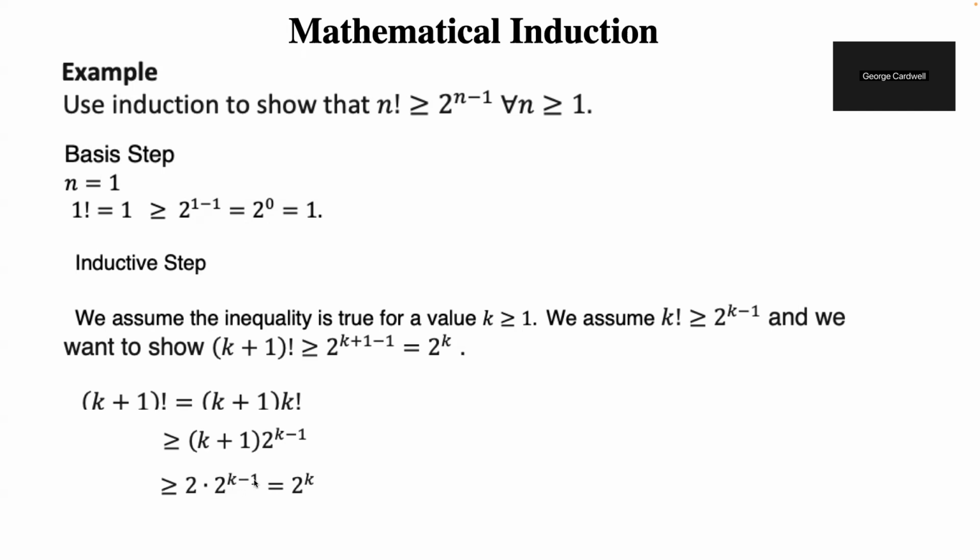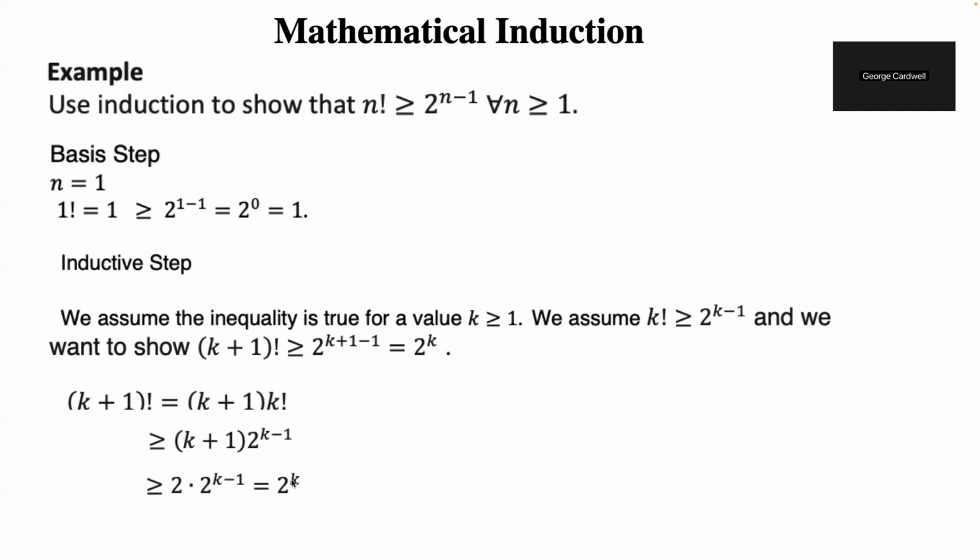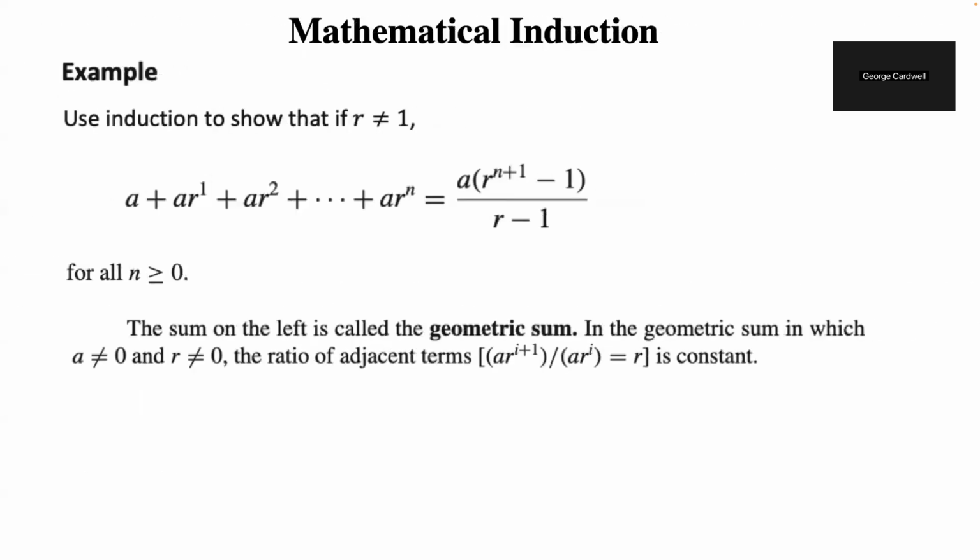But 2 times 2 to the k minus 1 is the same thing as 2 to the k. Therefore, k plus 1 factorial is going to be greater than or equal to 2 to the k. And that proves it.